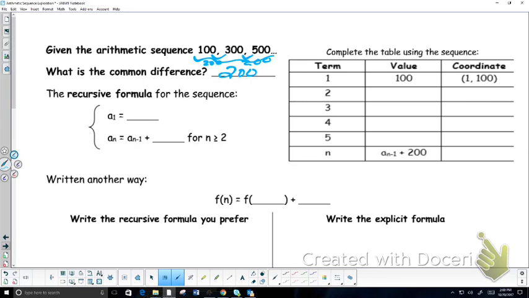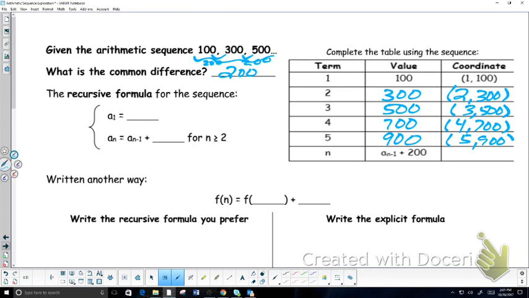If I were to write a table for this, the first term is 100, the second is 300, the third is 500, and if I wanted the fourth, well, I would just add 200 to the previous term. This is an example of you using the recursive formula. If I took the previous term 700 and added 200 to it, that would give me 900. Once again, you are just using the recursive formula. Writing these as points, I got 2, 300, I got 3, 500, and then I got 4, 700, and 5, 900. Okay?